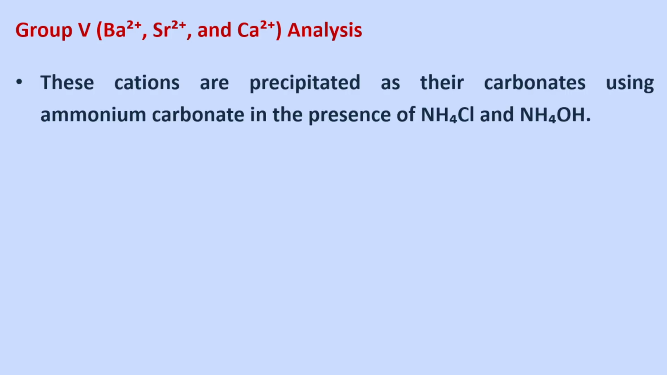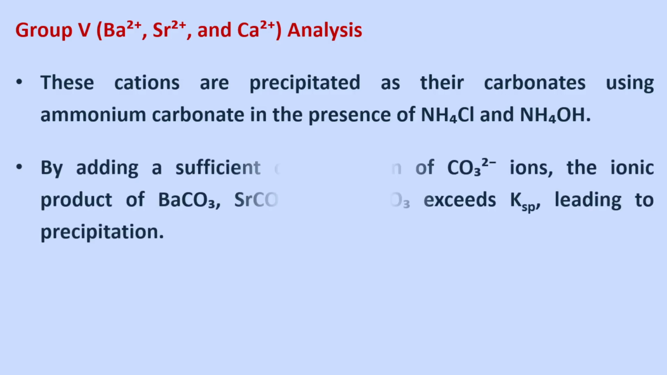Let us talk about group 5 cations, which include barium, strontium and calcium. To identify these cations, we precipitate them as their carbonates. For this, we use ammonium carbonate in the presence of ammonium chloride and ammonium hydroxide. When we add enough carbonate ion, the ionic product of barium carbonate, strontium carbonate and calcium carbonate becomes higher than their solubility product, so they start to precipitate.